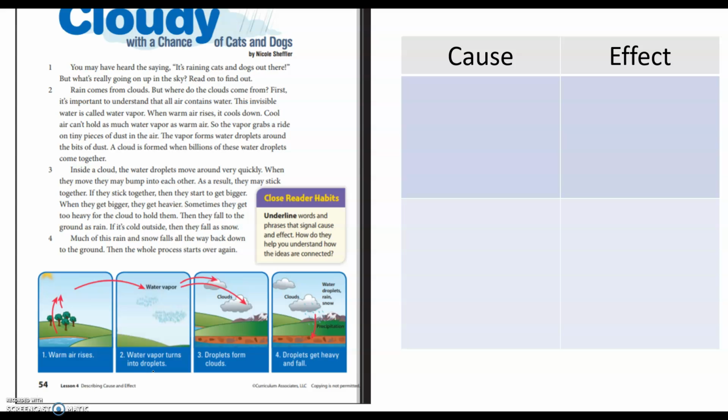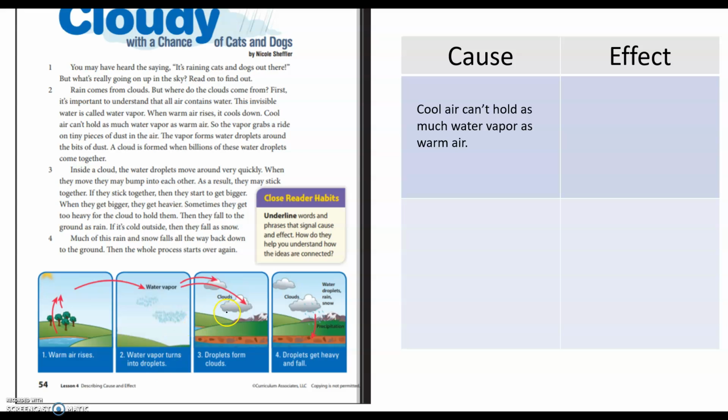When warm air rises, it cools down. Cool air can't hold as much water vapor as warm air, so the water vapor grabs a ride on tiny pieces of dust in the air. The vapor forms water droplets around the bits of dust. A cloud is formed when billions of these water droplets come together.